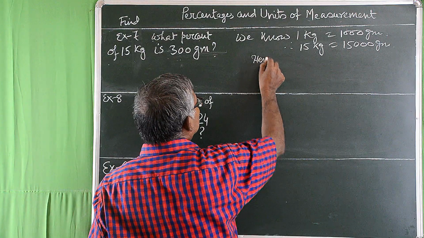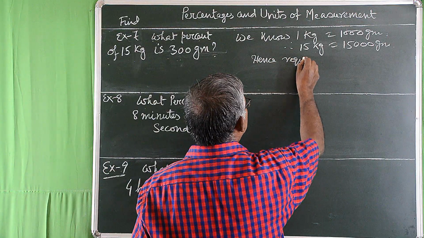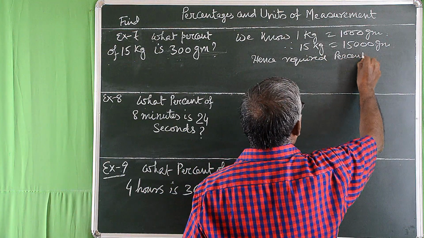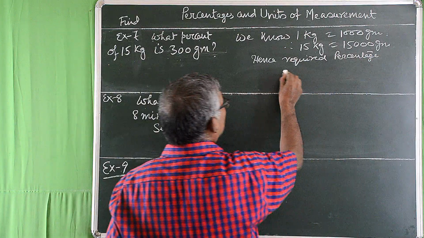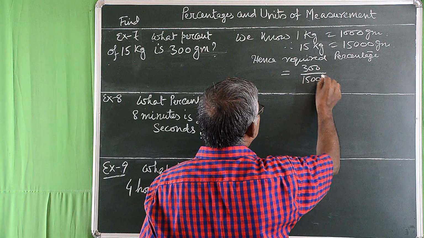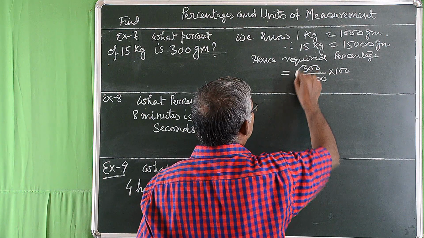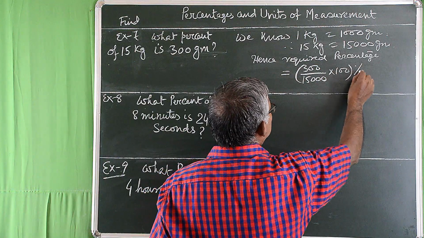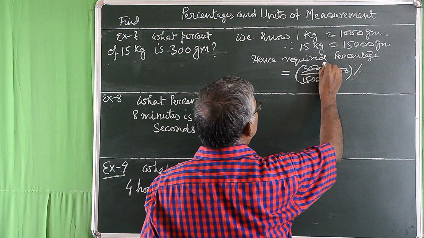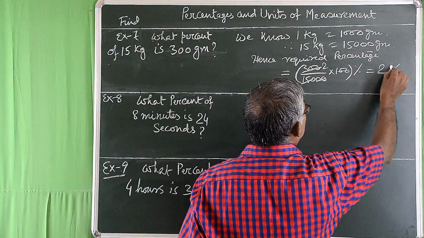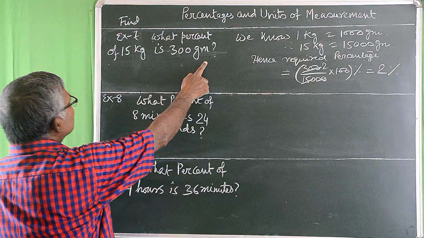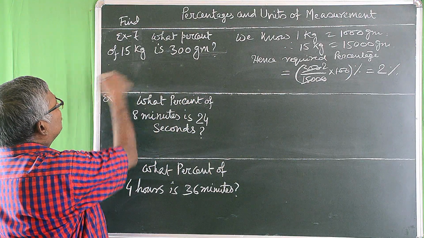Hence, required percentage equal to 300 by 15,000 into 100%. So it is 2%. Students, so we get 300 gram is 2% of 15 kilogram.